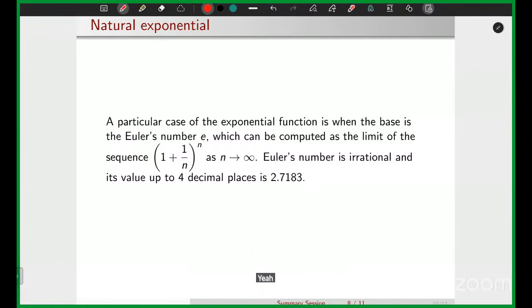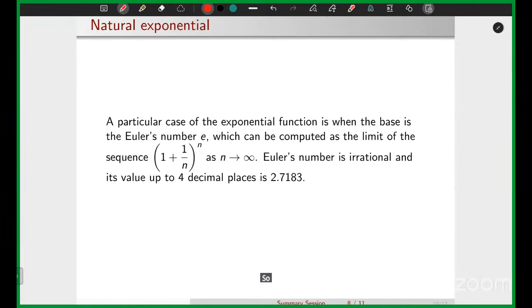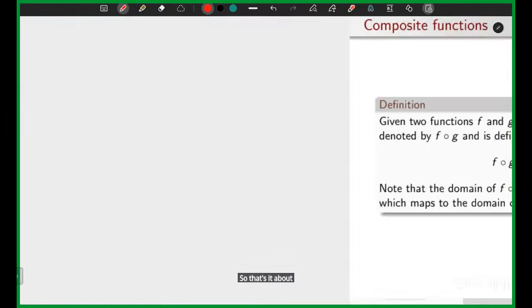Well, this is called the natural exponential, so the inverse of that is the natural logarithm. There is no way to explain one without the other. So there also I have to say that the base is just e. So that's it about the exponential functions.